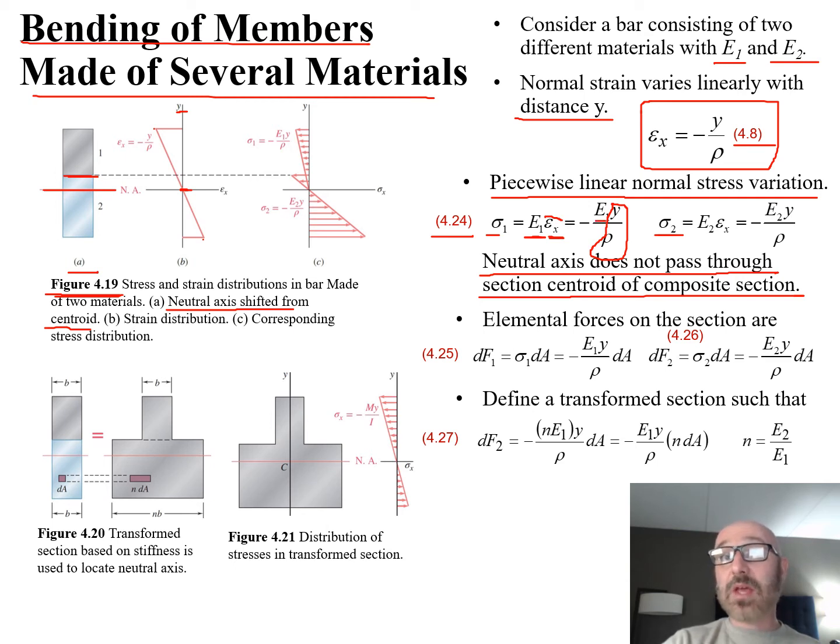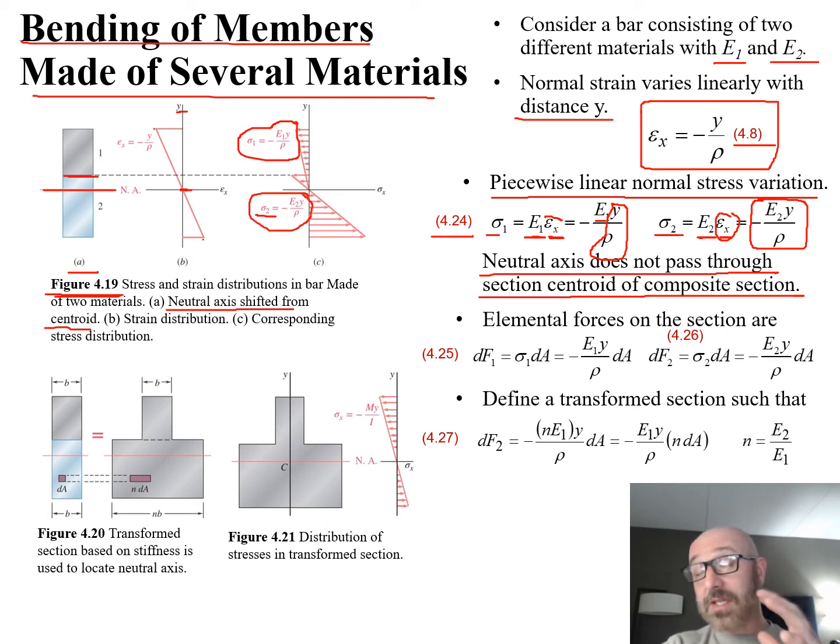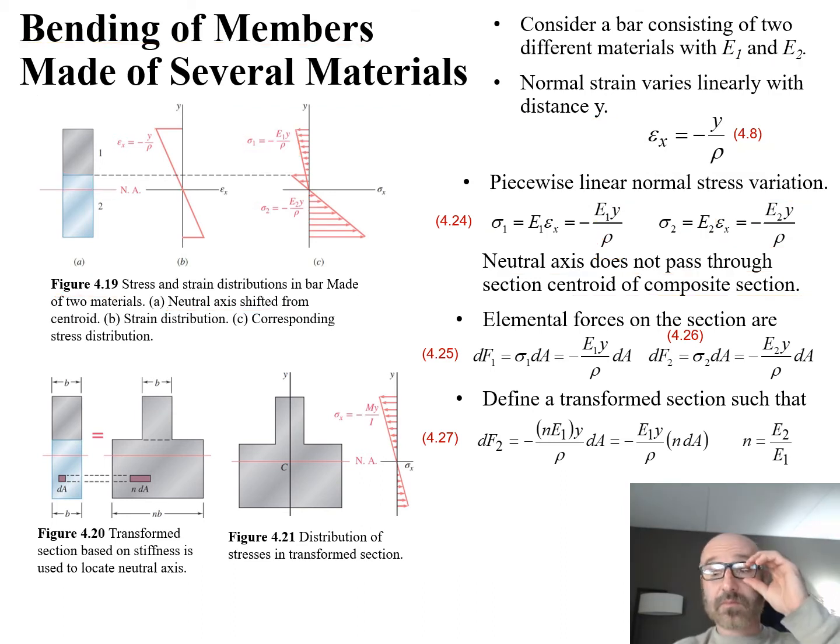And we do the same thing for material 2 on the bottom. Sigma 2 is equal to the modulus of elasticity for that material times our strain in the x direction. And this is now equal to negative E2 times y over rho, when we do that conversion where epsilon x is equal to negative y over rho. So now we have a relationship, and we've clearly drawn this out in section C for sigma 1 and sigma 2 for the two different materials, related to the modulus of elasticity of each of those two materials, which makes sense.